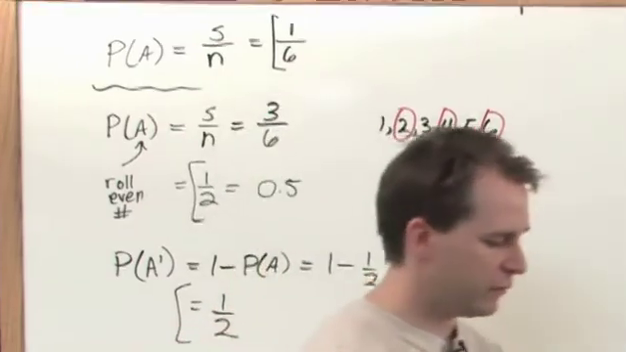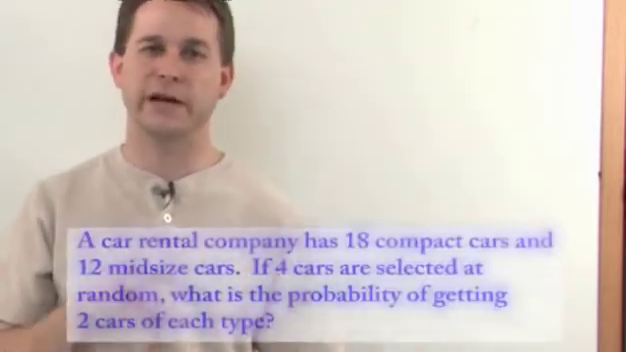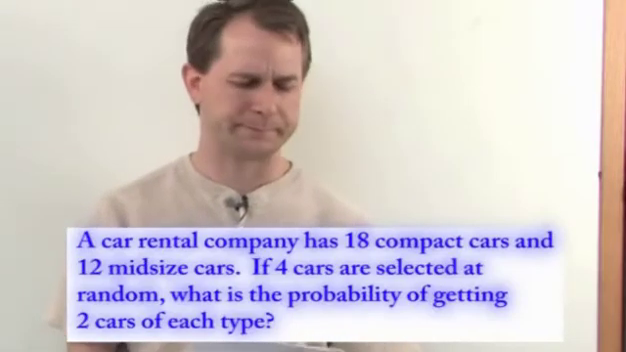Now, once you understand them, they're fairly simple problems. You look at the number of ways that success can happen, the number of ways that the outcome can occur, and you divide them, you get the probability. The next problem's a little bit more challenging, but we're going to think through it and reason our way through it.